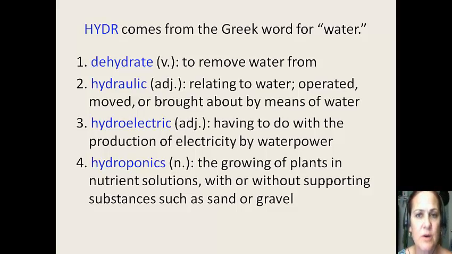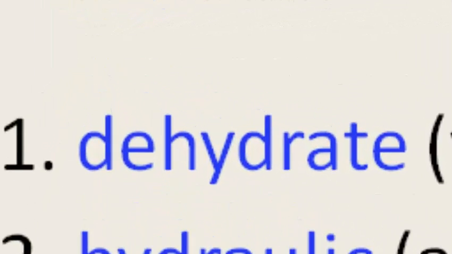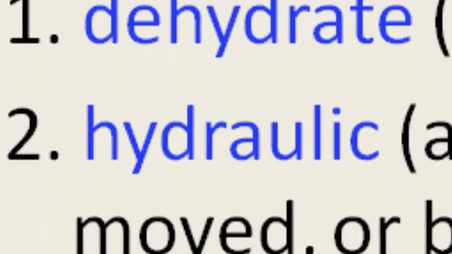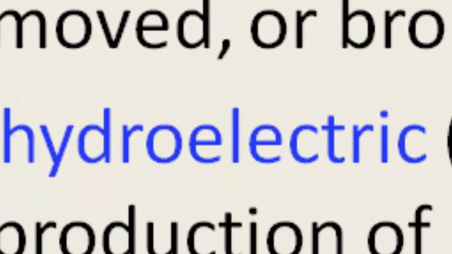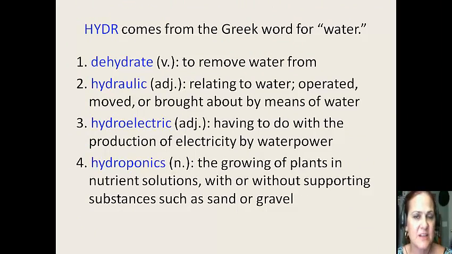So our 4 words this week, based on our root word HYDR, which means water, are dehydrate, to remove water, hydraulic, which relates to the operation or movement or brought about by the movement or means of water, hydroelectric, which is electricity created by water, and hydroponics, which is the growing of plants in nutrient solutions. So these are your 4 new words based on HYDR. But the activities that you do will combine last week's 4 words. And this will be the pattern we have the whole year.